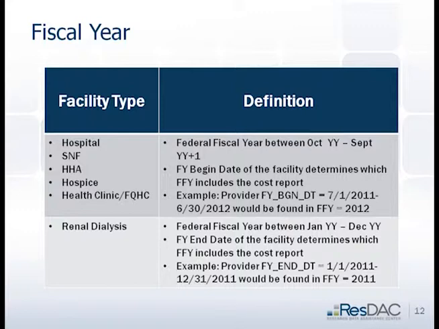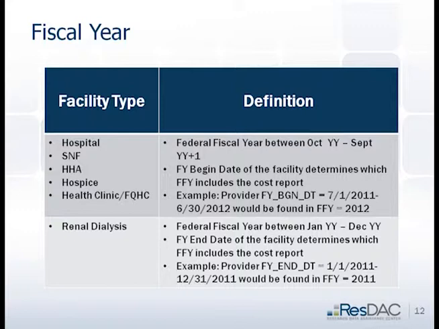So the example is the provider fiscal year begin date is 7/1 of 2011. That would be found within the federal fiscal year of 2011 because it falls in between 10/1 of 2010 and 9/30 of 2011, which is fiscal year 2011. So when you're looking at the cost reports and you see the fiscal year, that's how these things are divvied up. That's how it gets determined where it goes.